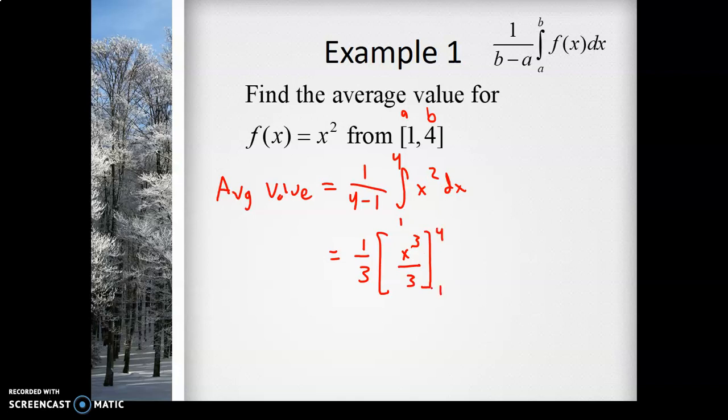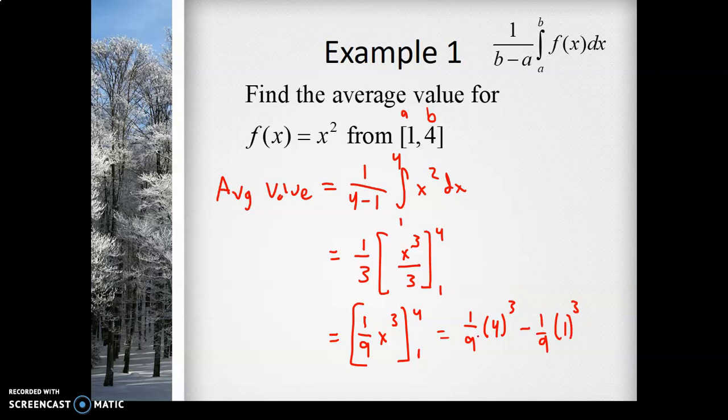So now I need to evaluate that going from 1 to 4. I'm going to go ahead and combine the 1/3 out front with the divide by 3 here, so I can just make it 1/9 x cubed going from 1 to 4. So I just plug in 4, plug in 1, and subtract, because that's what the fundamental theorem of calculus says to do. So 1/9 times 4 cubed minus 1/9 times 1 cubed.